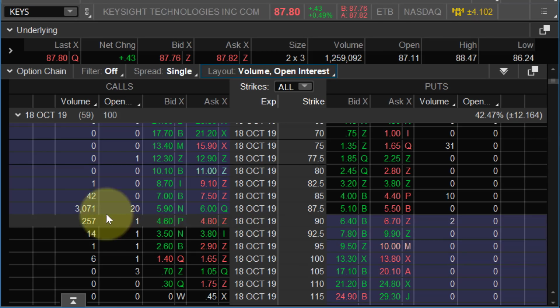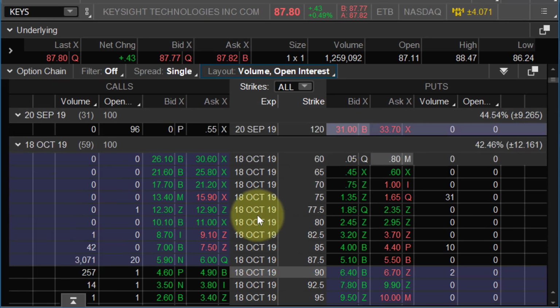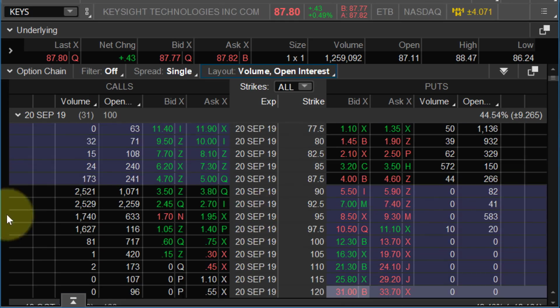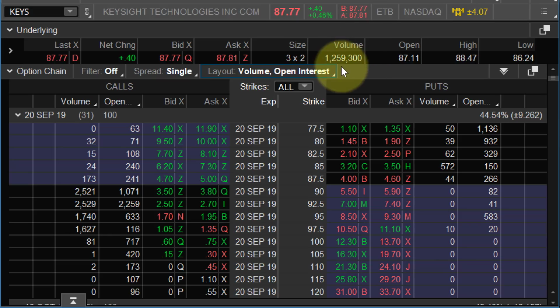You'll notice here in October, 3,000 calls were bought today or were transacted today. If I go higher in September, look at this, 5,000, another 3,000, 8,000. Once these are in the money, 8,000 options is the equivalent to 800,000 shares of stock. The volume is 1.25 million.